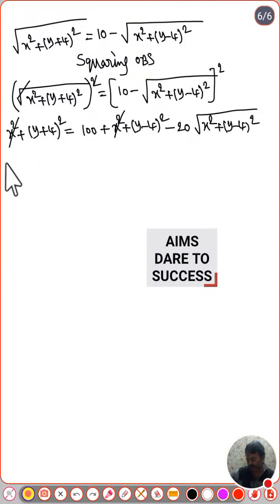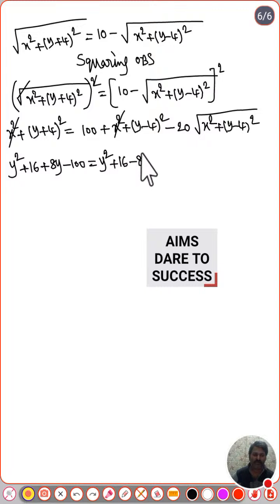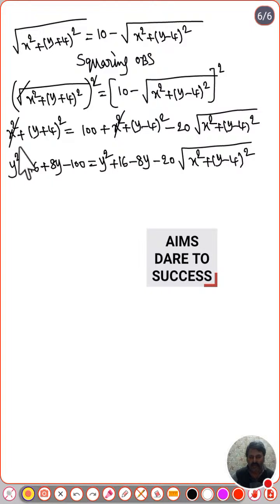Okay, next, this (y plus 4) whole square, expand it: y square plus 4 square, 4 4s are 16, plus 2 4s are 8y. Okay, next 100 coming into this side, minus 100 is equal to here (y minus 4) whole square, expand it: y square plus 4 4s are 16, minus 2ab, minus 2 4s are 8y, minus 20 into root x square plus (y minus 4) whole square. Right side, left side, y square cancelled, 16 cancelled.